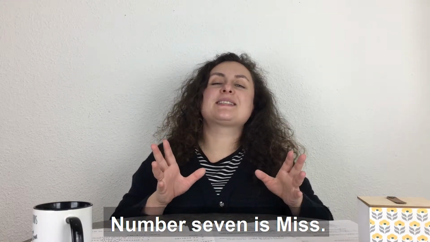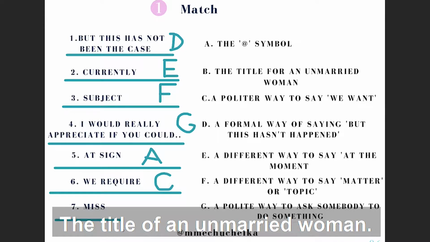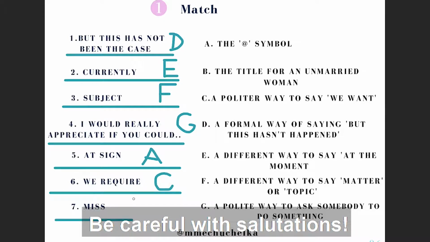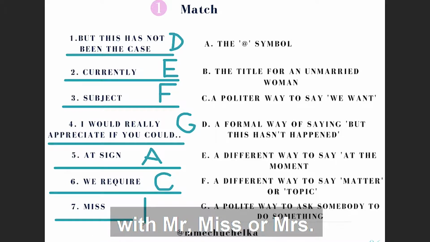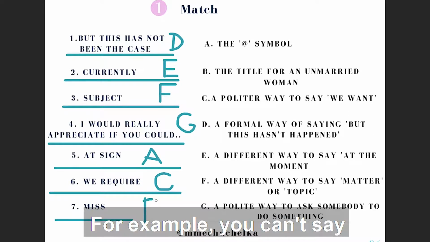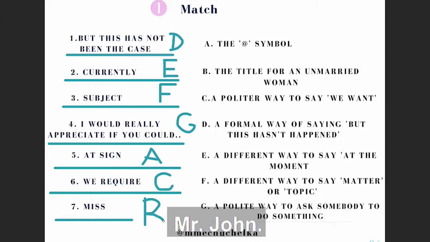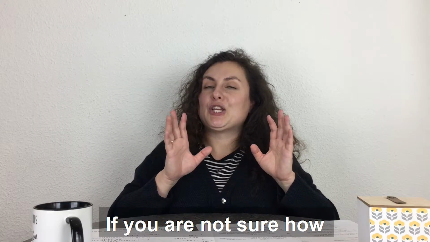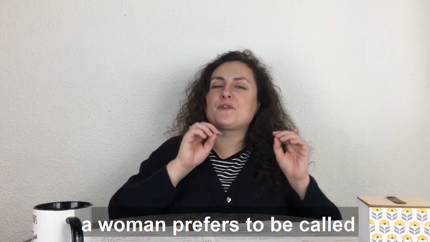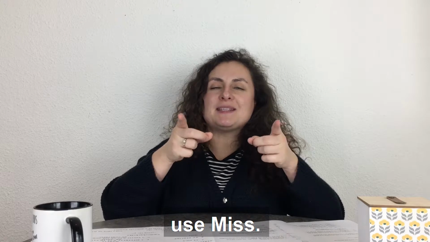Number 7 is Miss, the title for an unmarried woman. Be careful with salutations. We don't use first names with Mr., Miss, or Mrs. For example, you can't say Mr. John. The right way to say it is Mr. Wholesome. If you're not sure how a woman prefers to be called, use Miss.